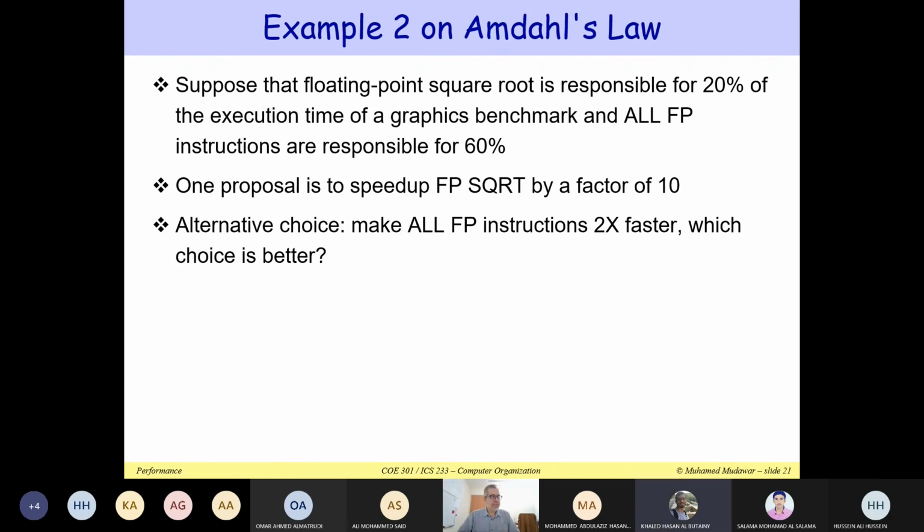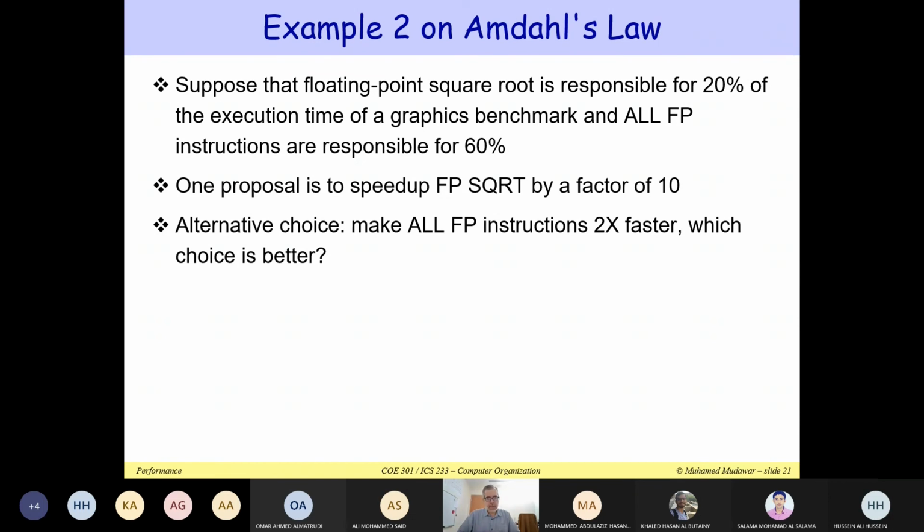I don't know how to go from here, actually. So the remaining 80% of the execution time, does it actually change if we only improve 20% of the execution time? No, it doesn't. So we still have the 0.8, right, which is unchanged. If we improve only the floating point square root, we are only improving 20% of the execution time. But this 20% we are going to divide it by 10. Okay, so this is going to reduce the execution time of the floating point square root, but the remaining 80% of the execution time will be unchanged.